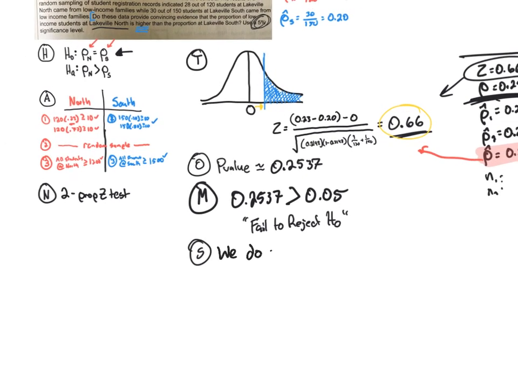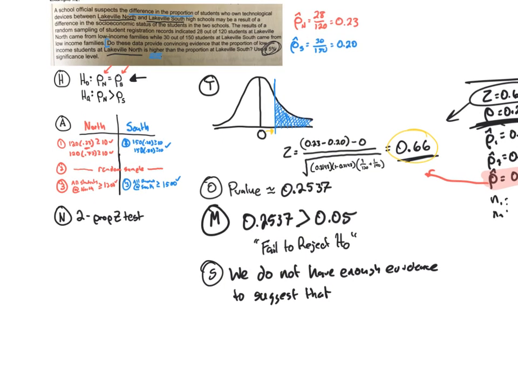We do not have enough evidence to suggest that low-income families at North is higher proportion than South.